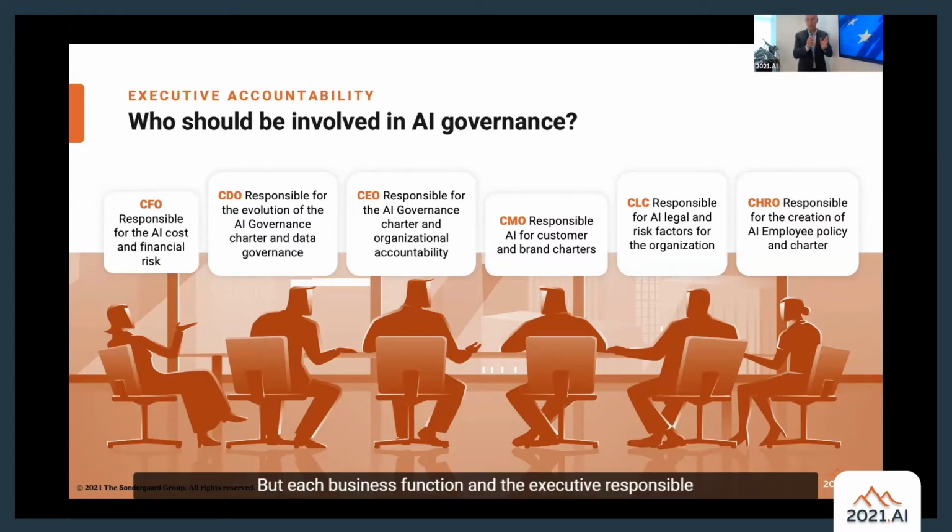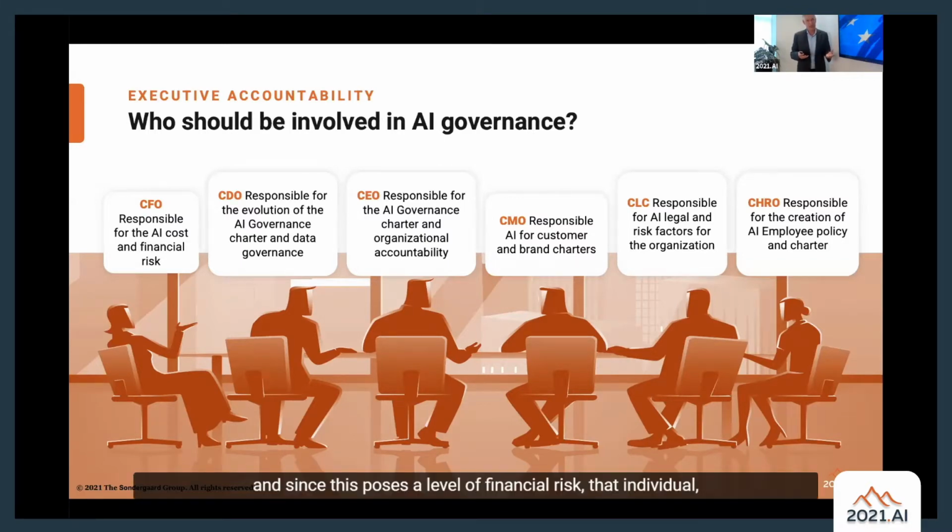But each business function and the executive responsible for that business function has unique responsibilities for the deployment, adherence, and maintenance of this future charter. The CFO has responsibility for the cost of artificial intelligence, but also financial risk.